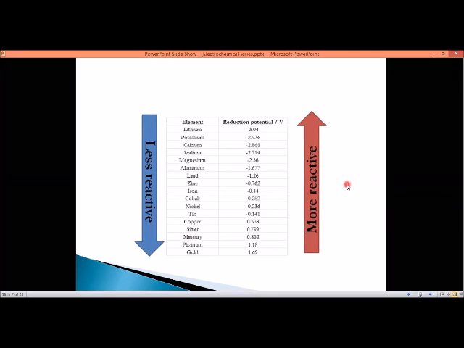Of the SRP. What is SRP? Standard reduction potential. The top one is what? Top one is more electropositive. The downward is what? Downward is less electropositive. The top one will be more reactive. The down one will be less reactive.